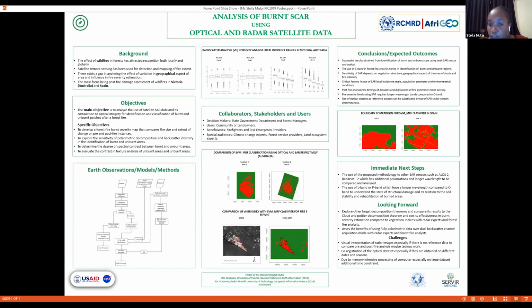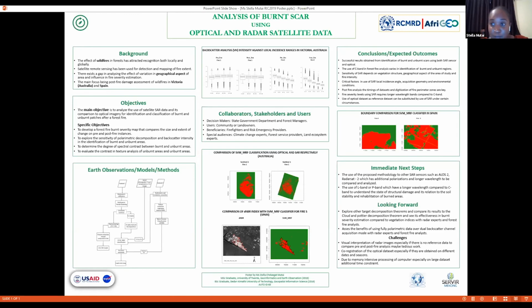What I'm looking forward to is also performing more decompositions. I only used H-alpha decomposition. I'm looking into doing more target decompositions like Cloude and Pottier decomposition, and comparing different decomposition methods using ALOS or SAR data. Lastly, my challenges were, one was that visual interpretation of radar images was very difficult.